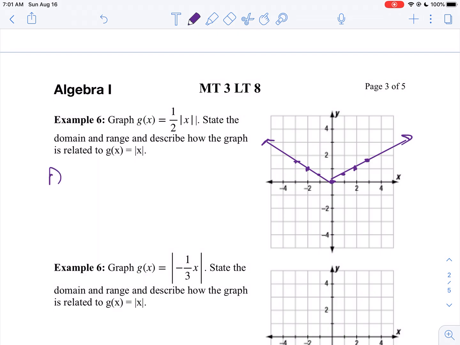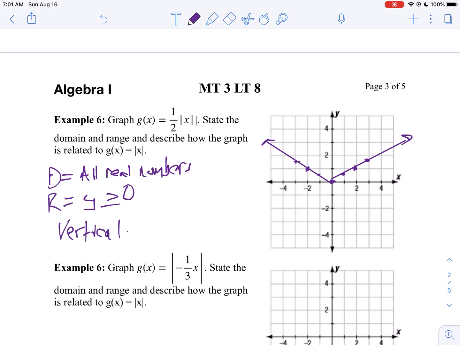So my domain is all real numbers, and my range is y is greater than or equal to 0. And then what happens is this is a vertical compression when compared to g of x equals the absolute value of x.